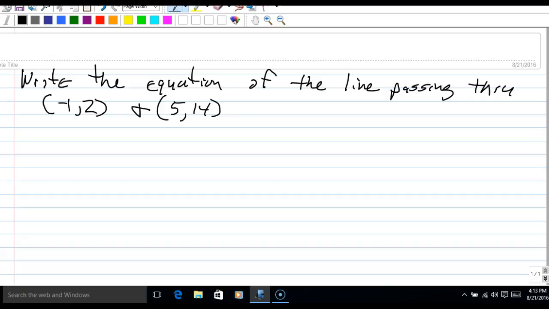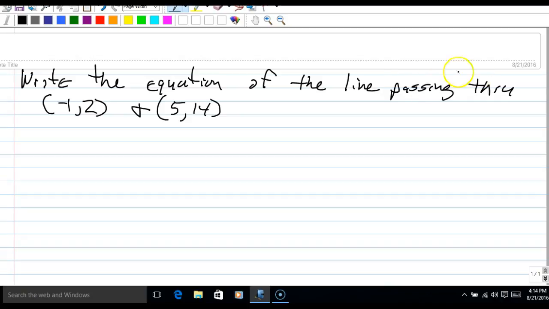So what I want to do is use the point-slope form of the equation of the line, because I do have a point through which the line passes. However, I do not have the slope, but that's not a problem here because I can compute the slope of the line since I have 2 points through which it passes.